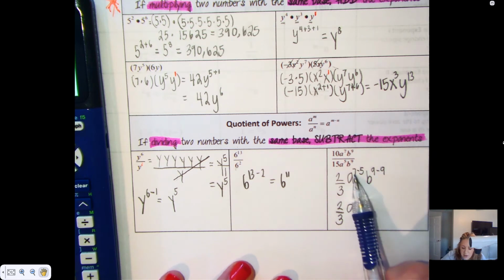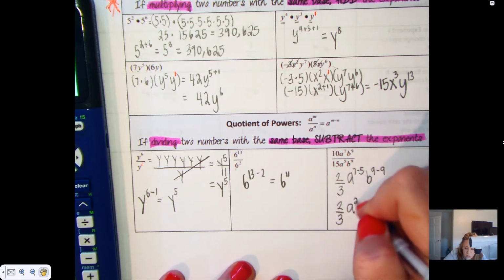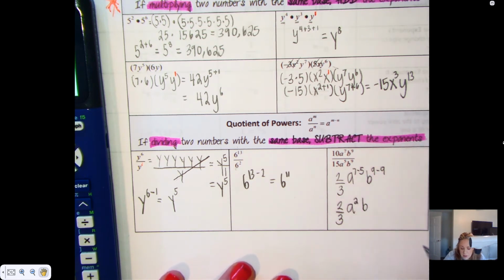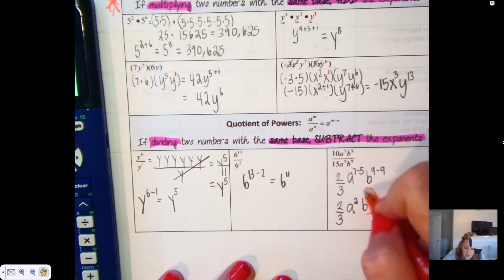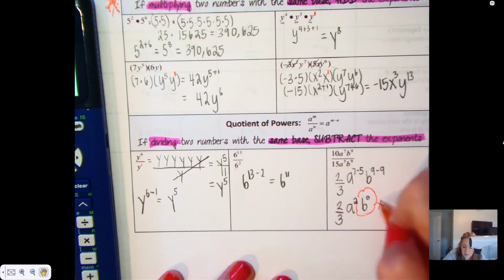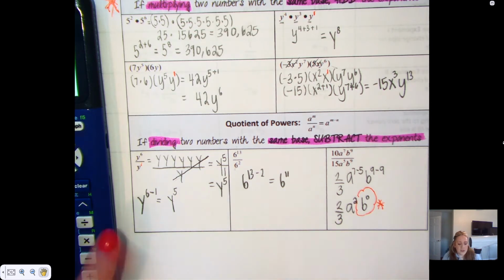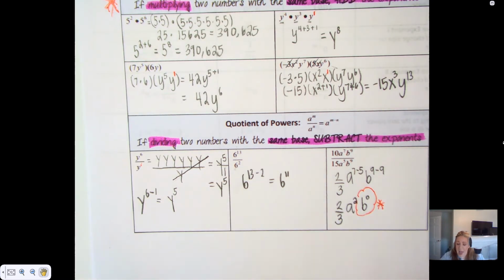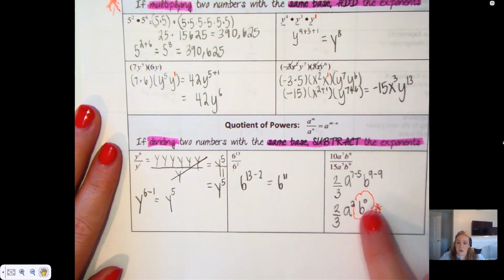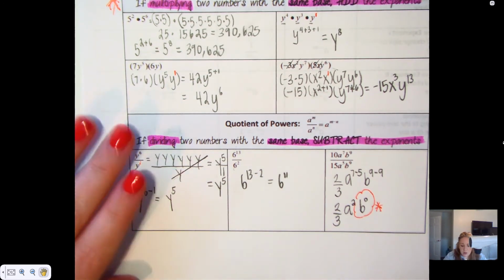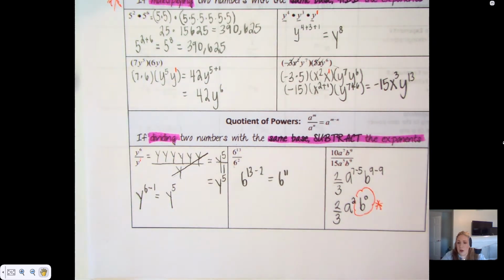Well, 7 minus 5 is 2, and 9 minus 9 is 0. This is something special, and we're going to talk about this tomorrow or the next day. I forget, okay? But that is something special. Anything to the 0 power is something special, okay? But if you are dividing, all you're doing is subtracting the exponents, okay?